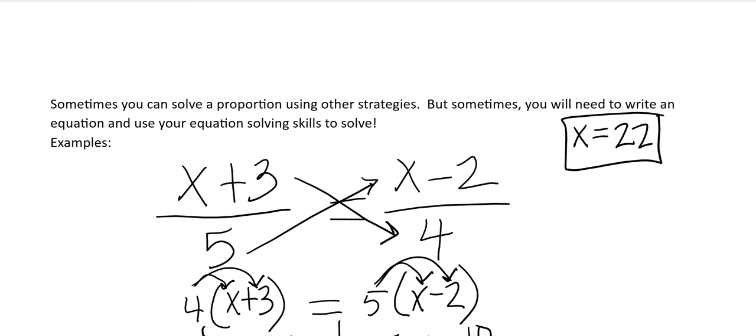22 is what would make this a proportional relationship because 22 plus 3 is 25. 25 over 5 is equal to 20 over 4.